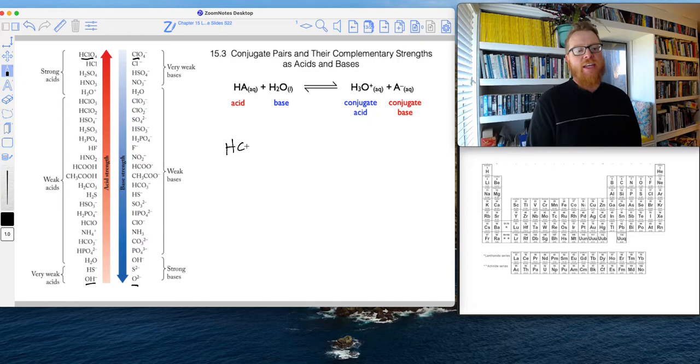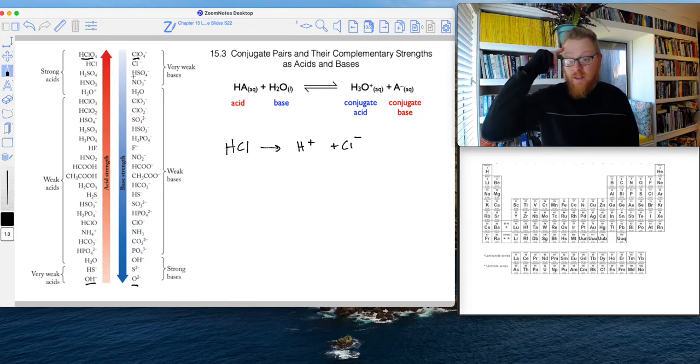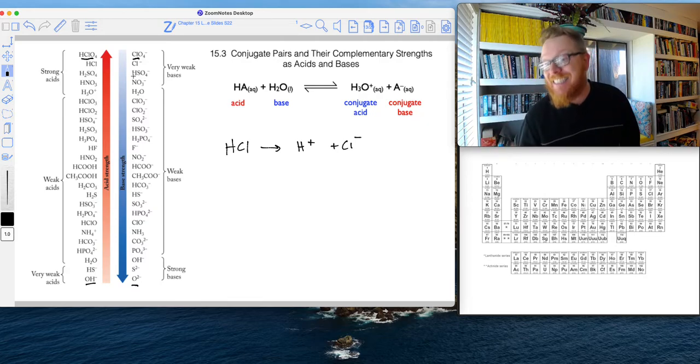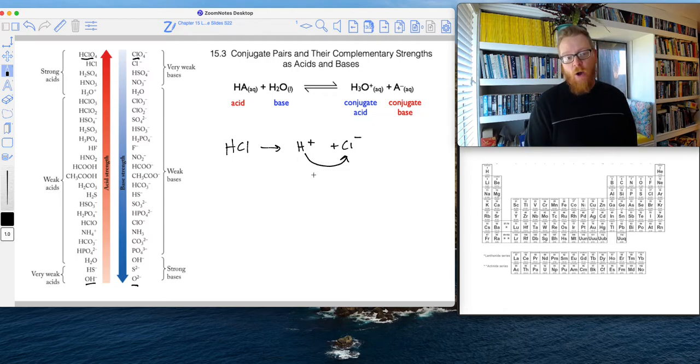So let's look at HCl, okay? So when HCl dissociates, it dissociates into H plus and Cl minus, okay? So you notice that Cl minus is listed as a very weak base. And it is. Chloride is an incredibly weak base. And so if we remember, what is a base? Well, a base is a proton acceptor, right? So that means that chloride wants to accept a proton like so. However, because chloride is a weak base, this just doesn't happen. And so that's why HCl is a really strong acid.